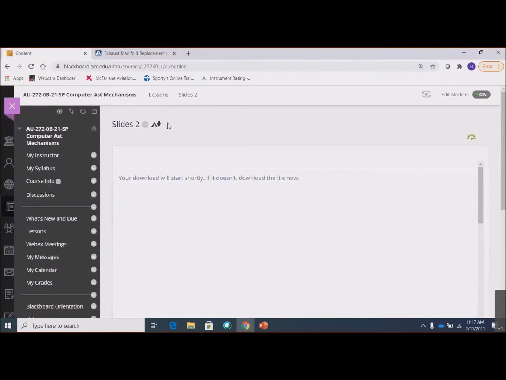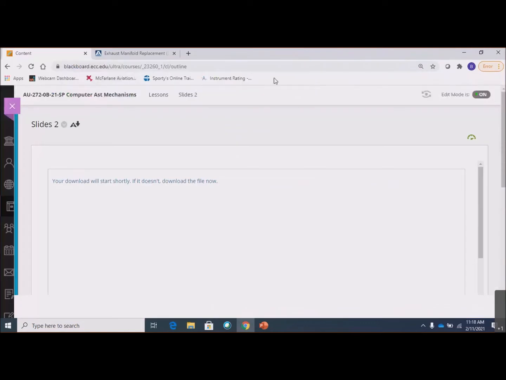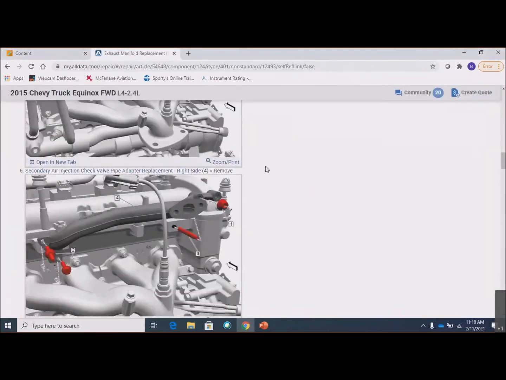We had a code. Whoops, I'm sorry. I can't get back to my second tab. There we go.